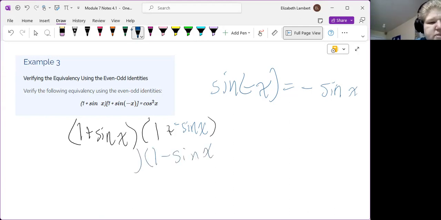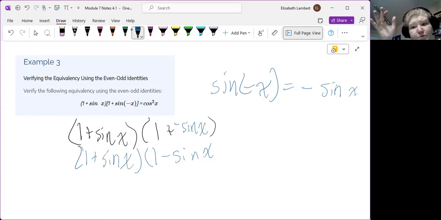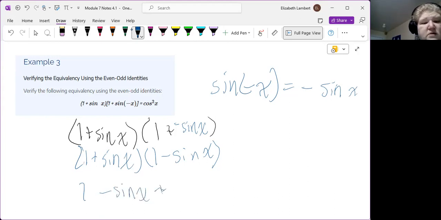And this is 1 plus sine x. All right, now my left side has no parentheses and I have a square. I have 2 things in parentheses, so let's multiply. And I can see I'm going to get a sine squared there, so we'll go with that. So 1 times 1 is 1 minus sine x plus sine x and minus sine squared x.